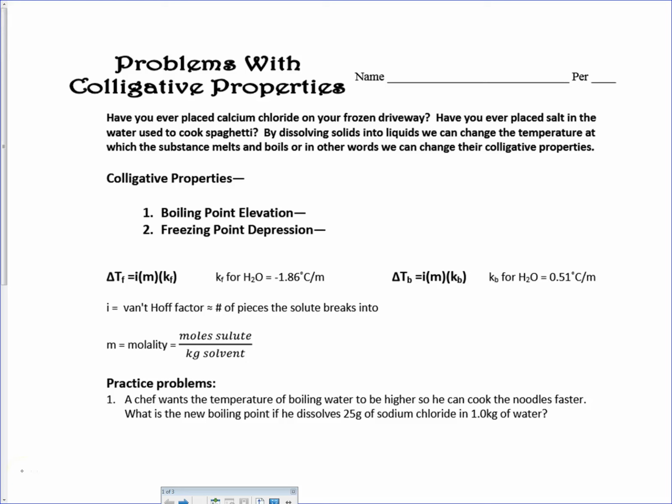All right, as you can see, these are the problems with colligative properties. So first of all, just to do a little definition here, colligative properties are properties that are affected by the concentration of the solute. Now, something important here is that it doesn't really matter what solute you're using. It just matters how concentrated it is.